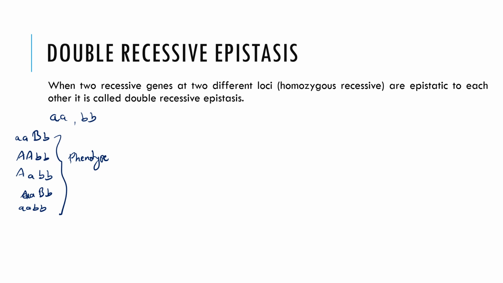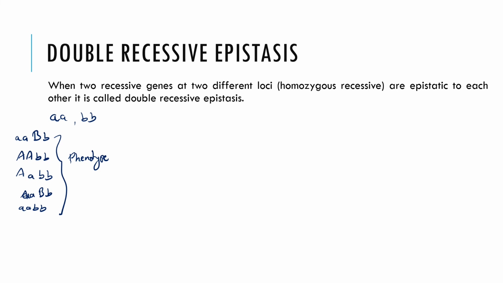Over here, the homozygous recessive condition in the genotype will mask the expression of the dominant allele. This is very opposite to what we have learned till now. We have seen that the dominant allele masks the expression of recessive allele, but over here, in the double recessive epistasis, the genes if present in homozygous recessive condition, they will mask the expression of other gene if present in homozygous recessive condition.